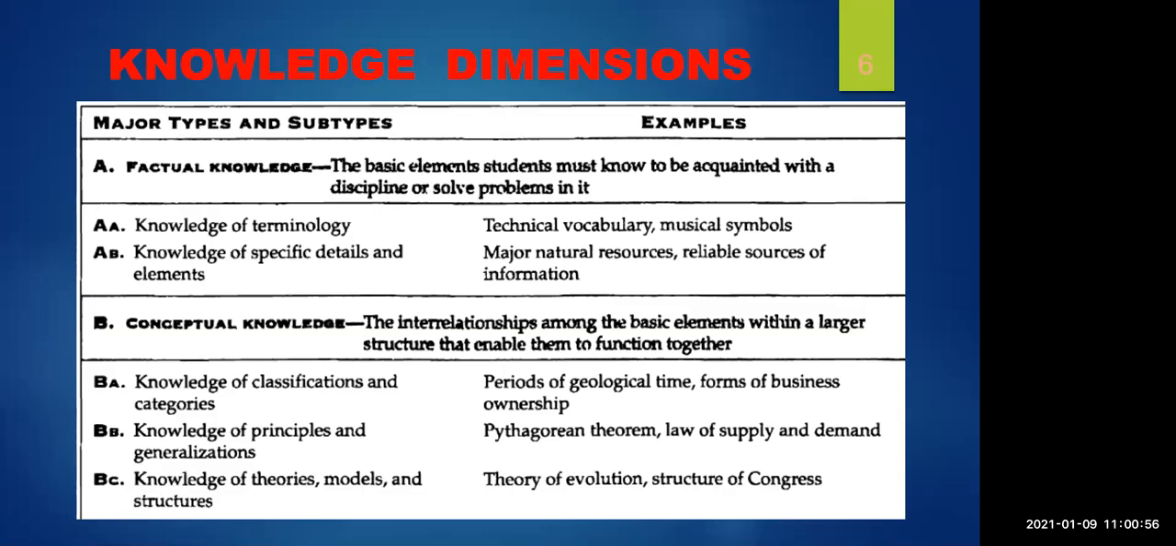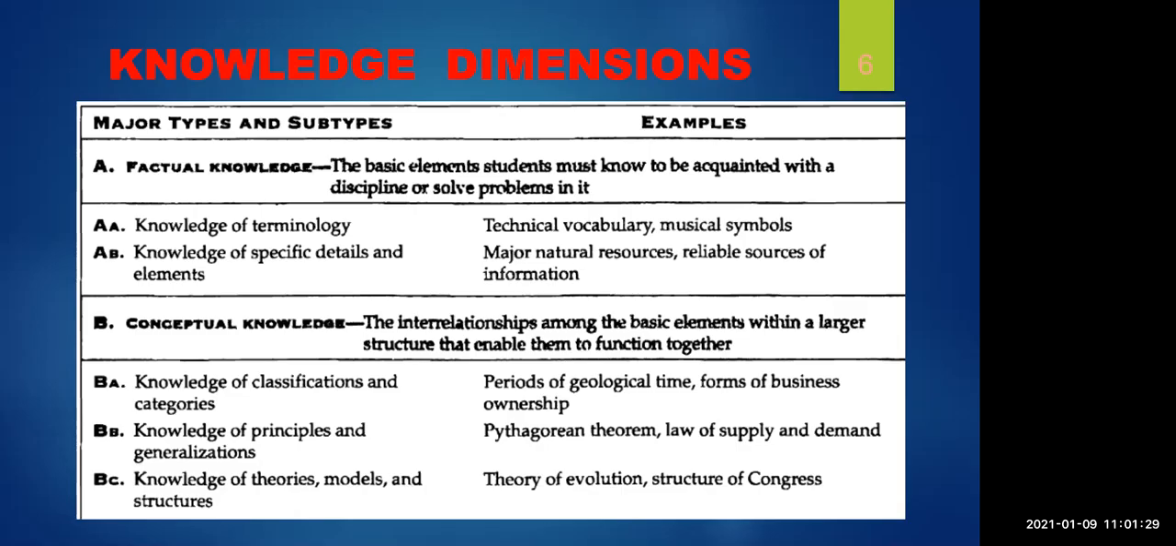Coming to conceptual knowledge, I said there are a total of 4 knowledges: factual knowledge, conceptual knowledge, procedural knowledge, and metacognitive knowledge. Factual is based on the facts, which everybody should be familiar with: the terms, notation, terminology, and vocabulary used in the subject. Conceptual knowledge is the interrelations among the basic elements within a larger structure that enable them to function together. This content I directly took from Bloom's taxonomy textbook.